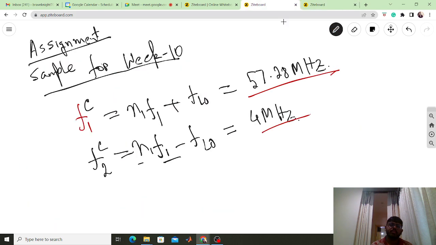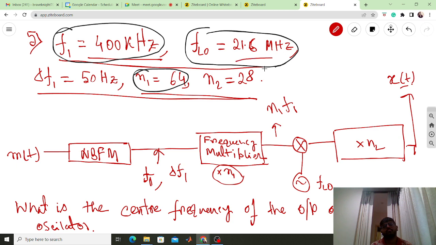So the answer is like 57.28 megahertz and 4 megahertz. I think you should check at least once with your calculator whether these answers are coming or not. So only 3 information will be required, because this is a frequency multiplier that is multiplying this F1 signal, and then it is getting multiplied with the local oscillator.